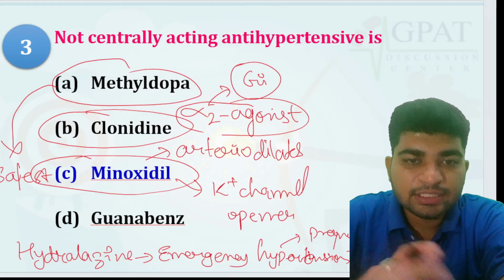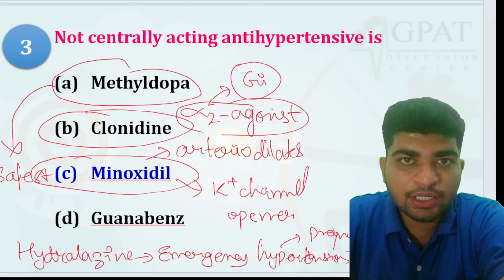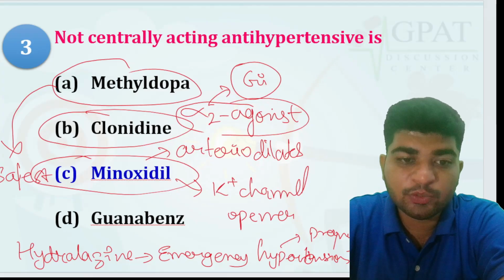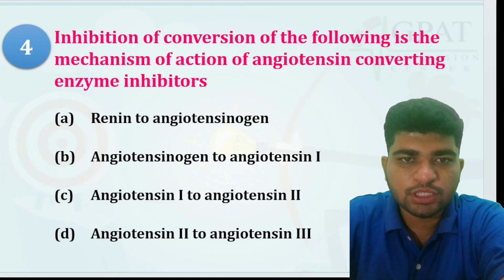In this question, you have two more questions. The first one is which is the safest drug in pregnancy? That is methyldopa. And which is the safest drug in emergency hypertension in pregnancy? That one is hydralazine. Okay. Let's move to the next one.